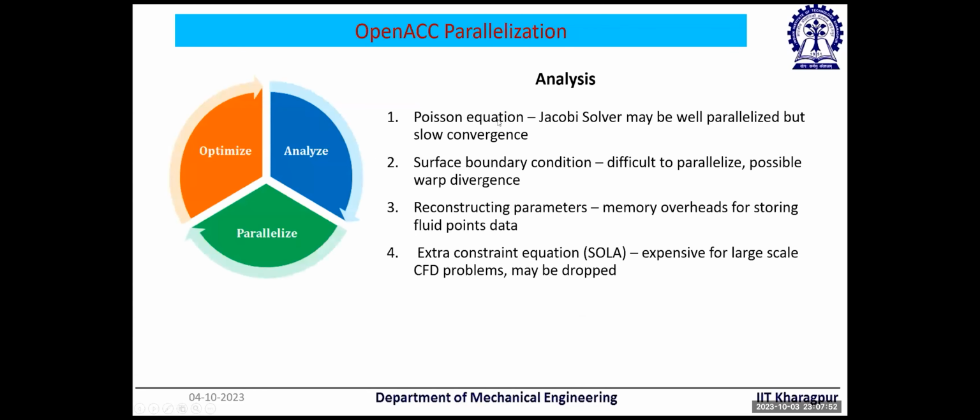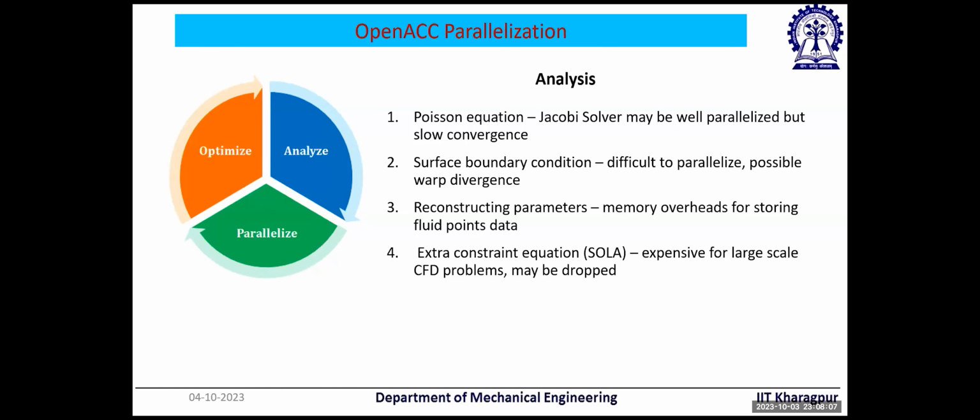What we have seen is that the Poisson equation has to be parallelized. There are many Poisson equation solvers. Among them, the explicit one is the Jacobi solver, which can be very easily parallelized. However, it has a very slow convergence.